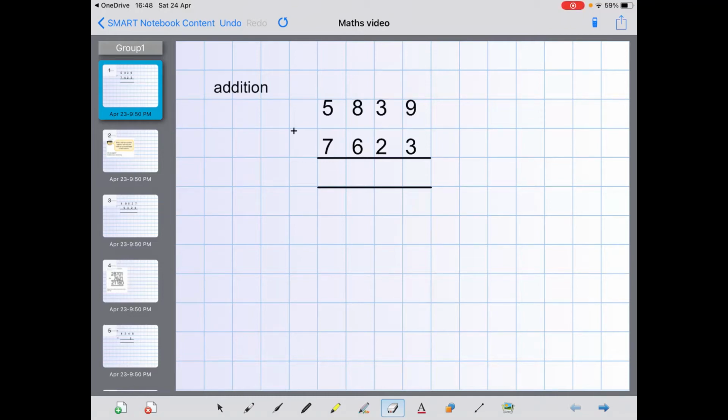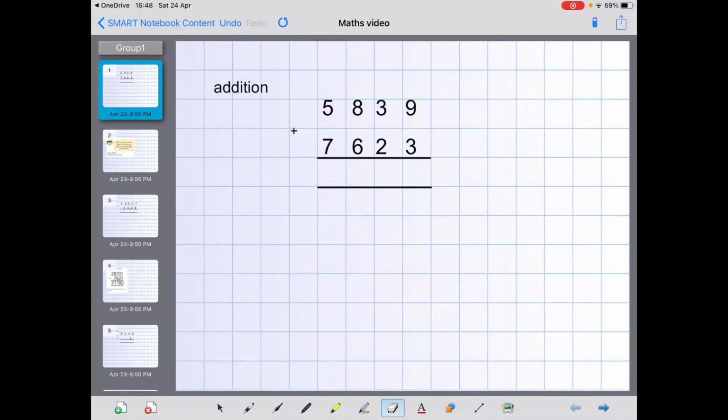Hello, the aim of this video is to show you how we teach maths in Year 5. We will be looking at the 4 operations: addition, subtraction, multiplication and division, and we will be looking at an example of calculation and reasoning for each of these operations. We will begin with addition.